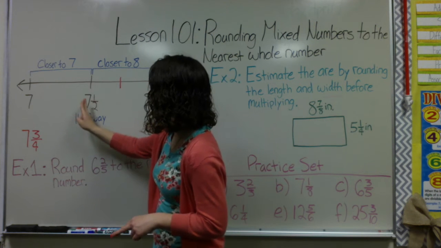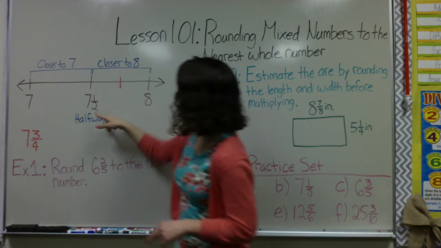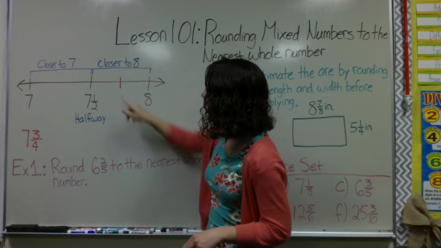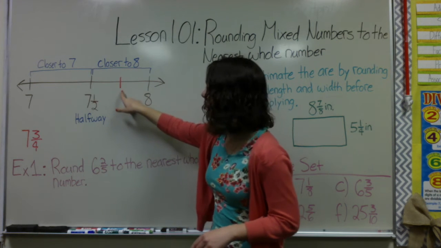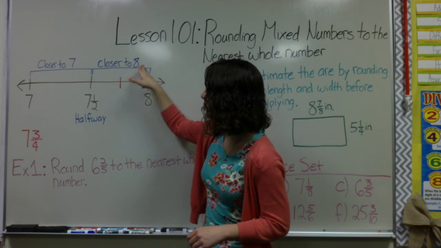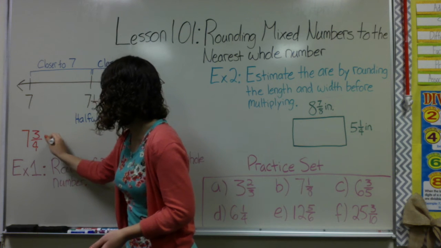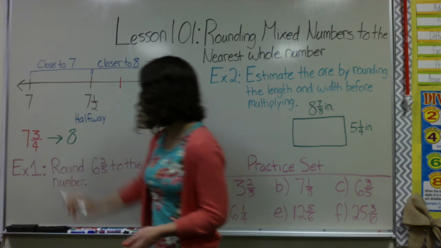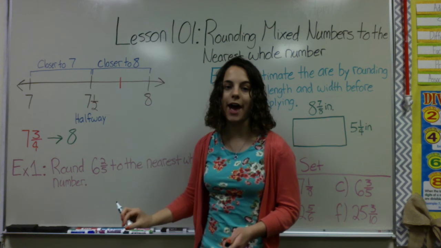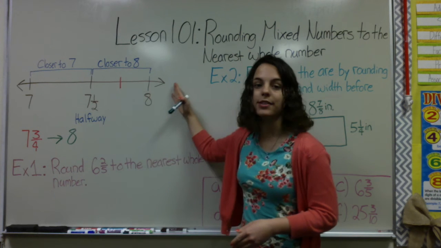So if I have less than half, then it's going to be closer to 7. I'll round down to 7. If it's going to be more than half, then it's going to be closer to 8. And I drew a red mark here to show you that 7 3/4 would be about right here, meaning it is closer to 8. 7 3/4 would round up to 8 because it is closer to the whole number 8. 3/4 is more than half. That's something that I hope you recognize, especially with this number line drawn out.